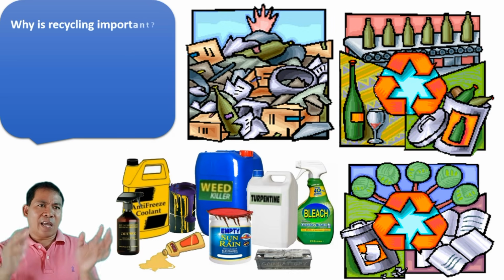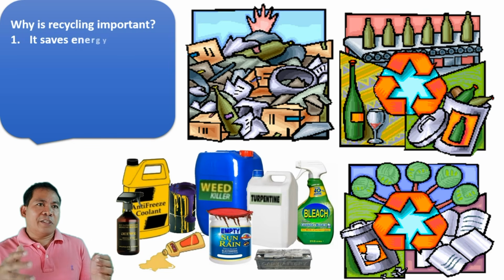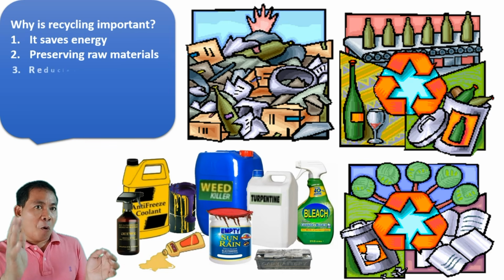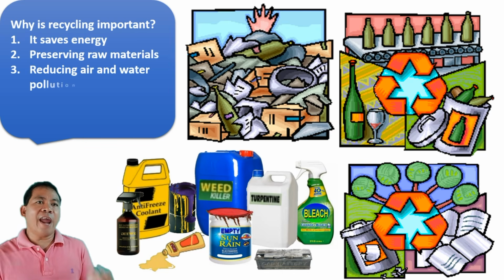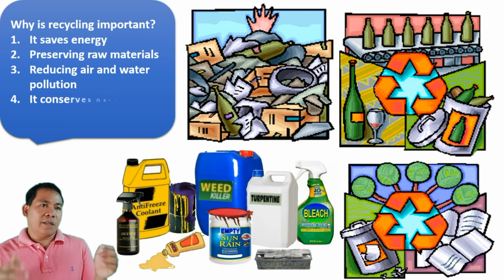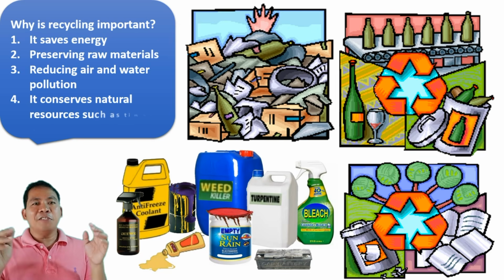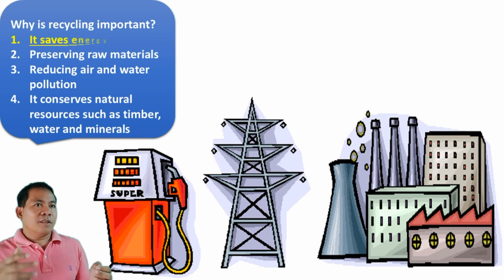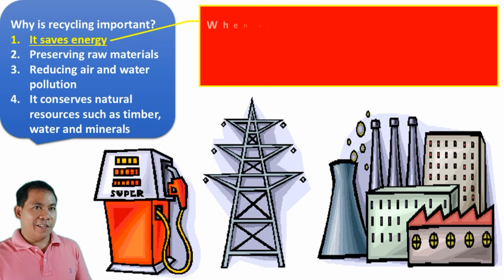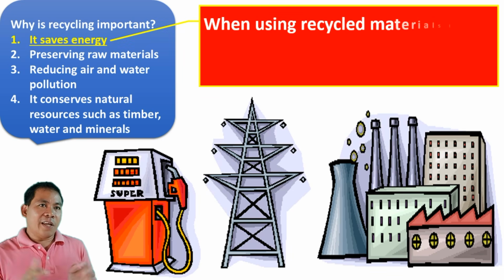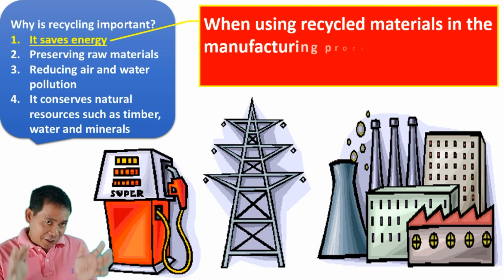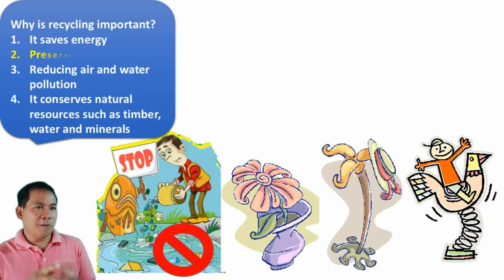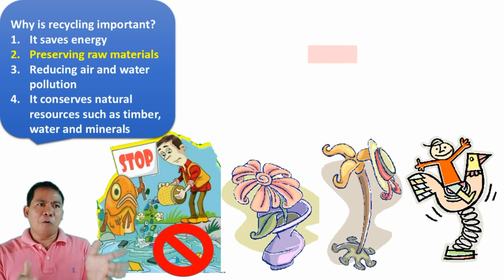Why is recycling important? It saves energy, preserves raw materials, and reduces air and water pollution. It conserves natural resources such as timber, water, and minerals. Number 1, it saves energy. When using recycled materials in the manufacturing process, this requires less energy. Number 2, preserving raw materials.